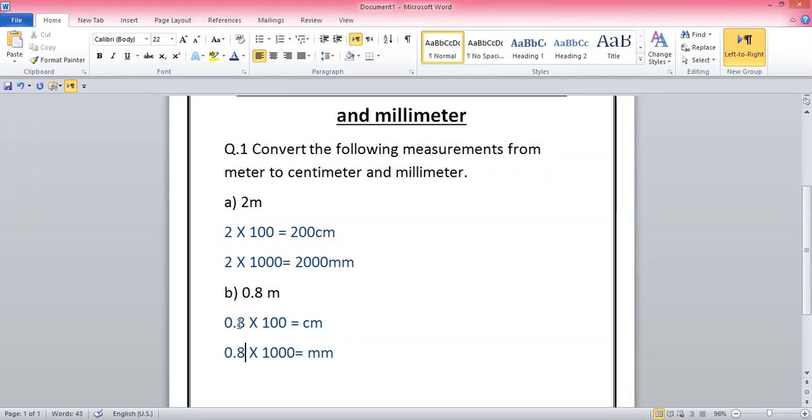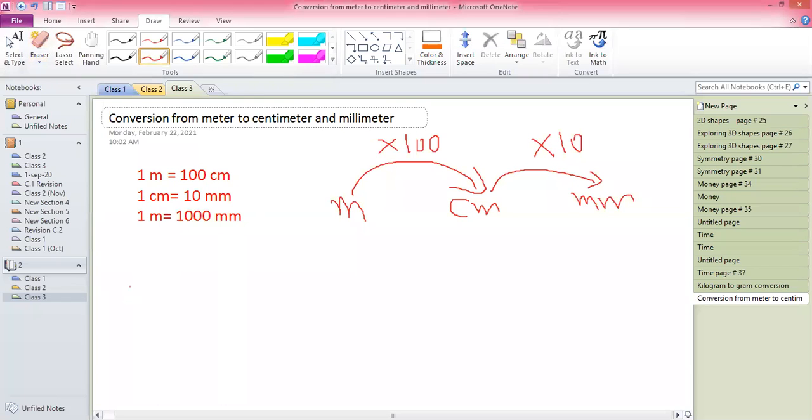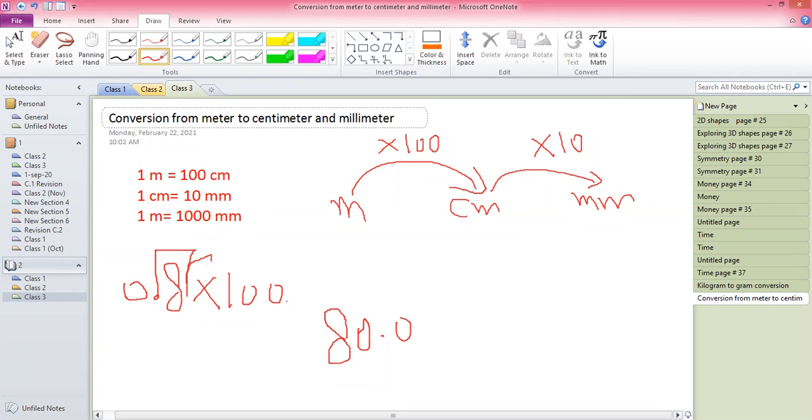So look, when you multiply 0.8 by 100, I will show you here. Because you are multiplying, you will move the point from left side to right side 2 times. So it will become 8.0. One time when you move, there is no number, so you will add a 0 and the point will be moved after that 0. So it will be 80.0. So it will be 80 centimeter.